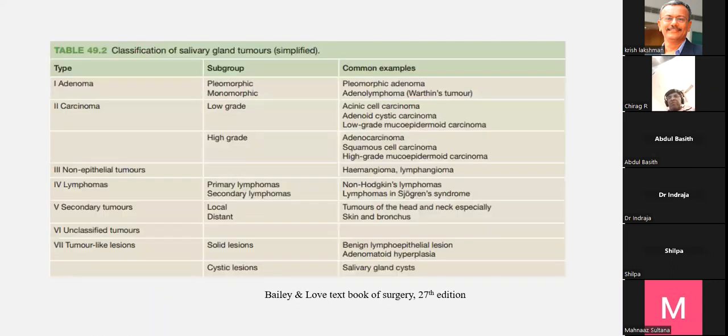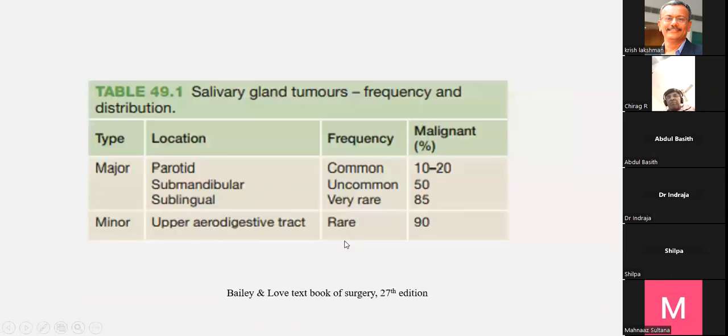Classification of the salivary gland tumors. This is the simplified classification of the salivary gland tumors, which includes adenoma, carcinoma, non-epithelial tumors, lymphomas, and unclassified tumors. The most common benign tumor is the pleomorphic adenoma, and the most common malignant tumor is the mucoepidermoid carcinoma.